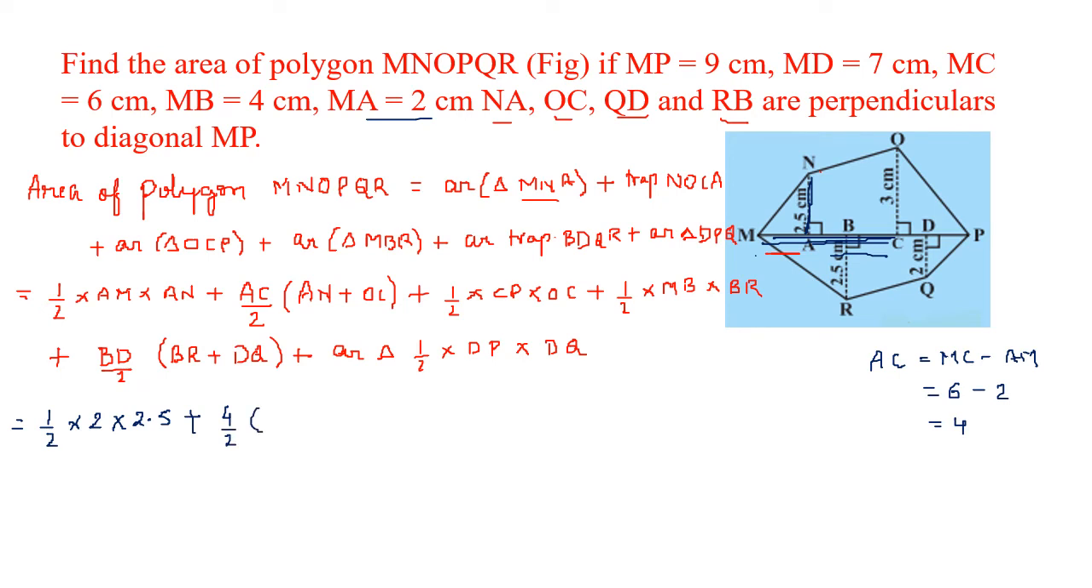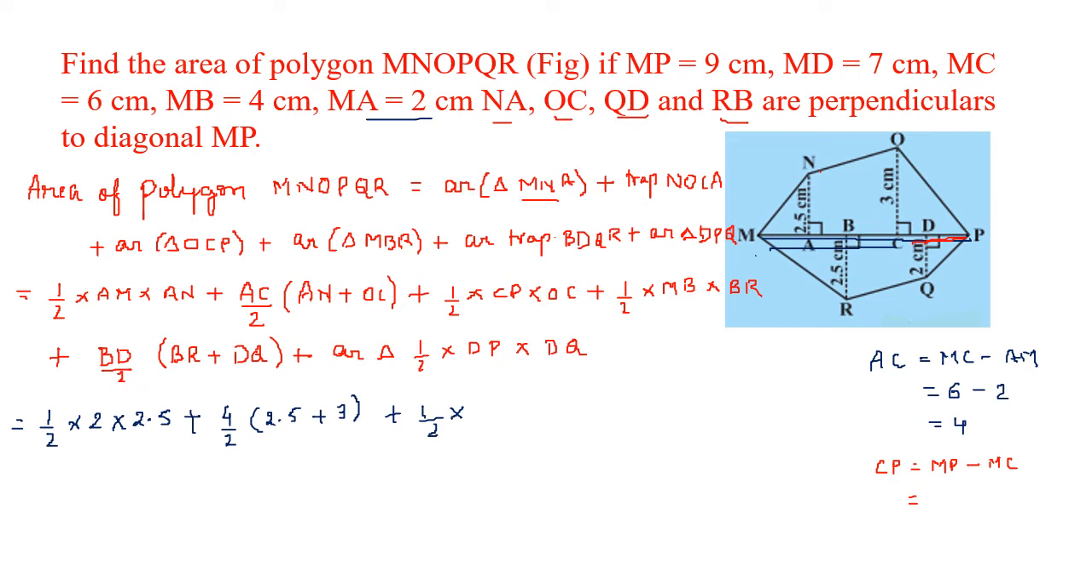The height AN is 2.5 as given in the figure, and the height OC is 3 as given in the figure, plus half into CP. How do we find CP? I need CP. You can very clearly see that CP is equal to MP minus MC. So if I do MP minus MC, I will get CP. So CP equals MP minus MC.